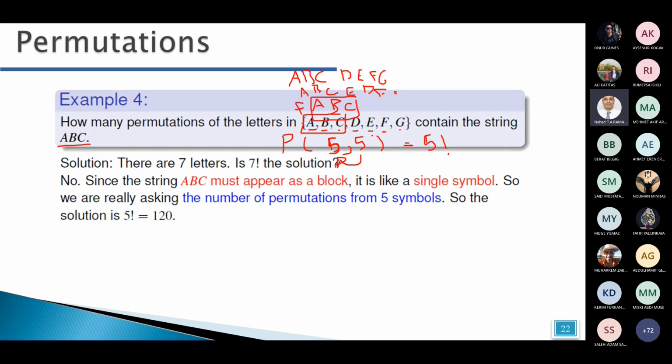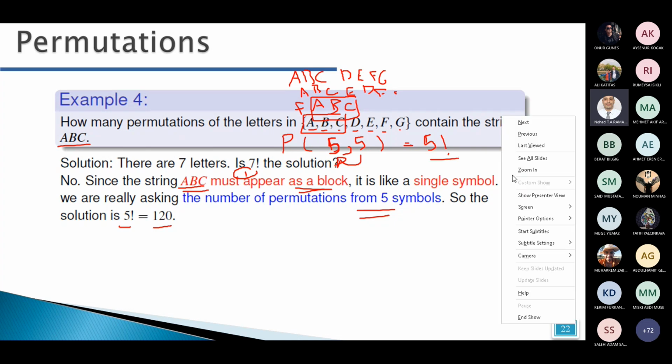Okay. Let me ask the same question, but in a different way. So the answer is 5 factorial. It's 120. Why is it 5 factorial? Because ABC must appear as a block, so we can consider it as a single symbol, only one. What remains? 4. So the total is 5 symbols. So 5 symbols in order, permutation from 5 symbols. So it's permutation 5 of 5, which is 5 factorial.